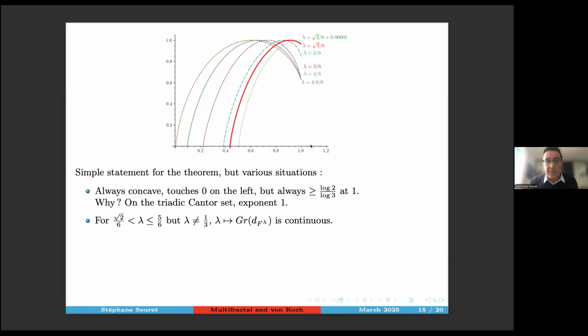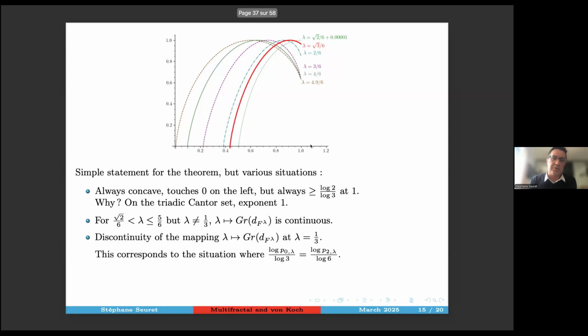So there is a phase transition at 1/3, depending on the parameter, which is a discontinuity. It is due to the fact that at this critical lambda, two weights that you put in your self-similar measure become equal, and so this is why there is a jump in the dimension. I cannot explain it fully, but this is the main idea.